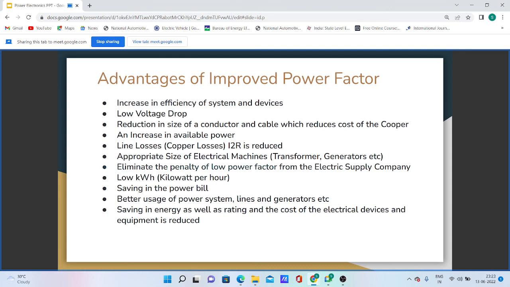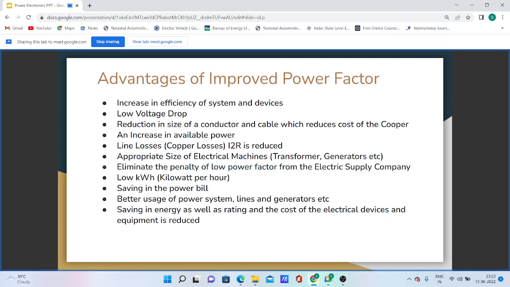Advantages of improved power factor. So let us first discuss the principle of improved power factor. The basic principle of power factor improvement is to connect a device which takes leading current in parallel with the inductive load to neutralize the effect of lagging current. For power factor improvement, a device taking leading power should be connected in parallel with the load, such as a capacitor.